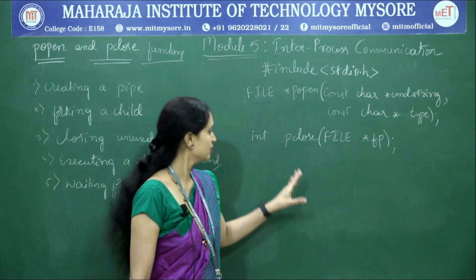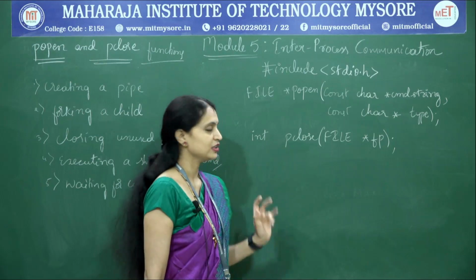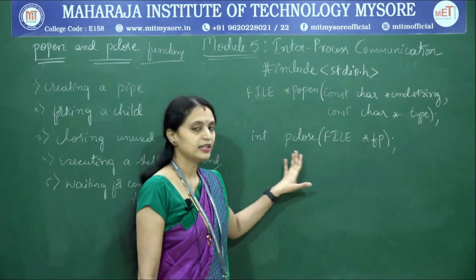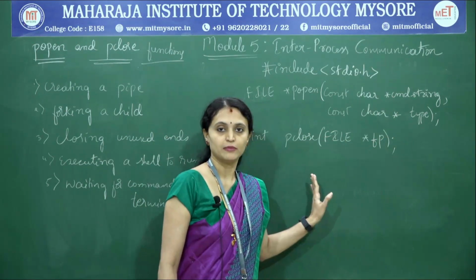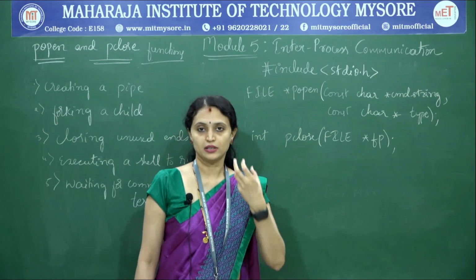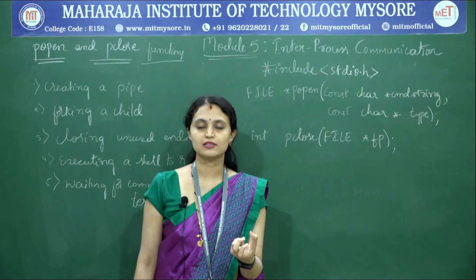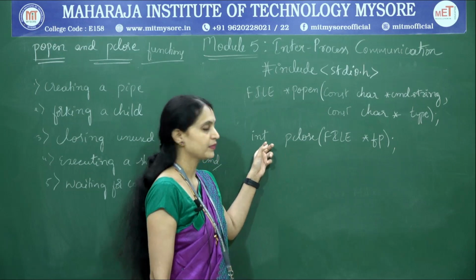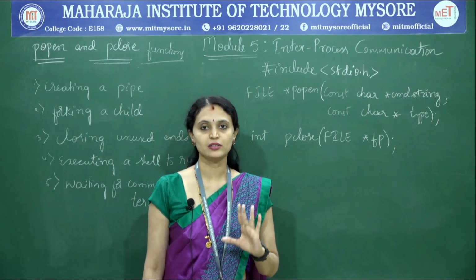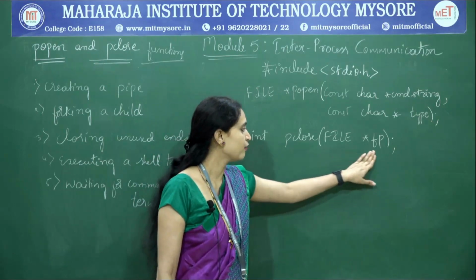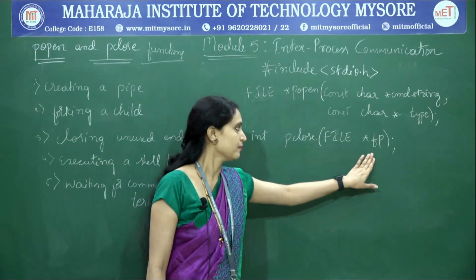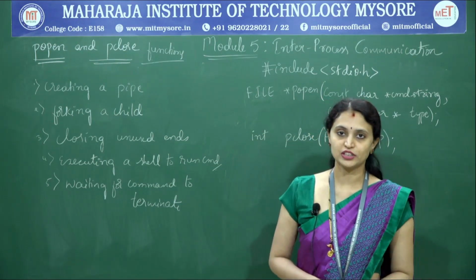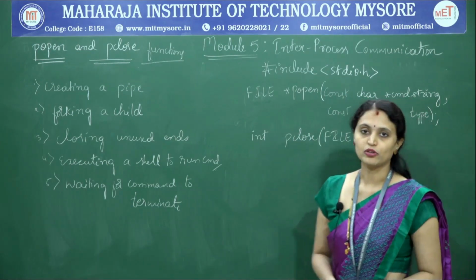Next, the pclose function, the return type is integer. If this function is executed successfully, it returns the termination status of the command string, because we will be waiting for the command to terminate. If it is terminated successfully, the termination status will be returned. If there is any error, it returns -1, and we are closing that particular file that is referred by this file pointer. So these two are the function prototypes of popen and pclose functions. Both are included under the stdio.h header file.